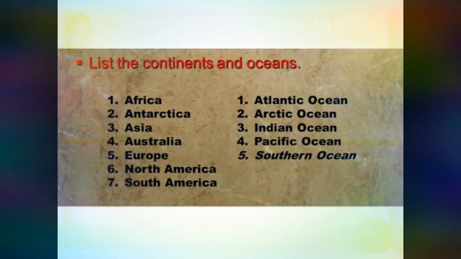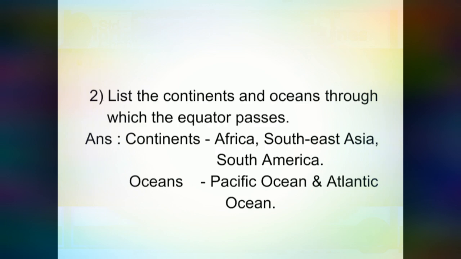Here we have a list of continents and oceans. There are 7 continents. They are Africa, Antarctica, Asia, Australia, Europe, North America, South America. And 5 oceans are Atlantic Ocean, Arctic Ocean, Indian Ocean, Pacific Ocean and Southern Ocean. Got it, students? Now the second question is, list the continents and oceans through which the equator passes.